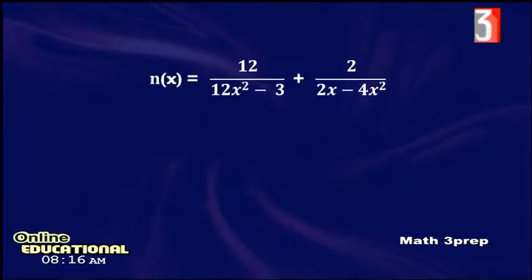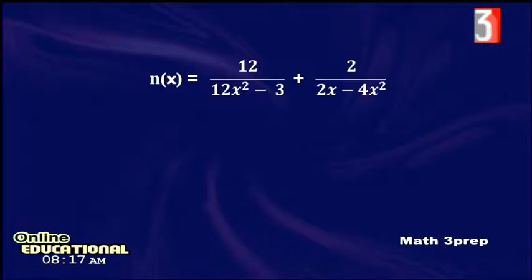Now, first of all, what about n of x? Yes, n of x equals 12 over (12x squared minus 3) plus 2 over (2x minus 4x to the power of 2). Look carefully at the first part. You can take 3 as a common factor from the denominator. And the second part, which is 2 over (2x minus 4x squared), it has some problems. The first problem is that the first or the greatest power must be always with a positive sign. In this case, it is of a negative sign.